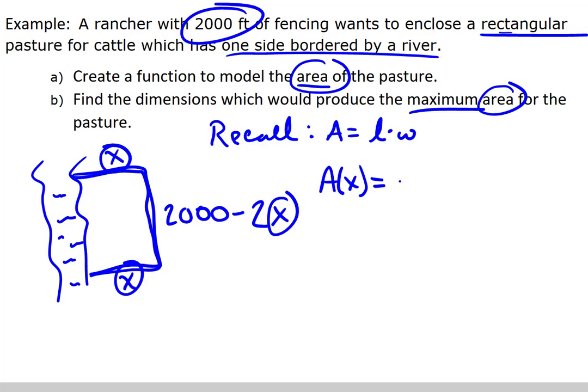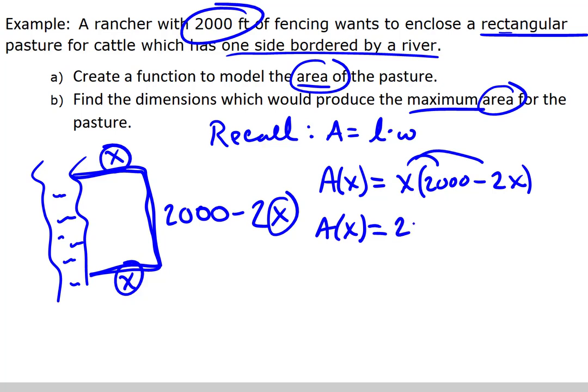And area is length times width. Well, we can just multiply these two measures together. So I'll say x times 2,000 minus 2x, which is just multiplying the two side lengths of our rectangle as labeled together. Then we could distribute this x and rewrite this as A of x equals 2,000x minus 2x squared. Now this might start to look a little familiar.